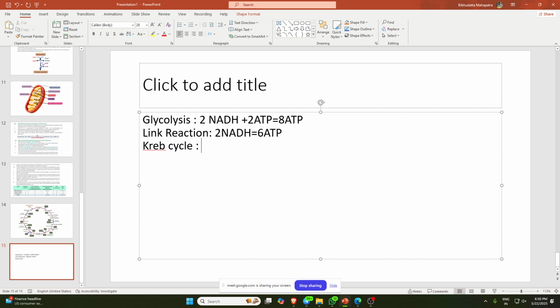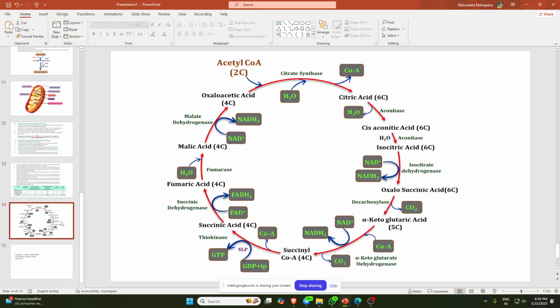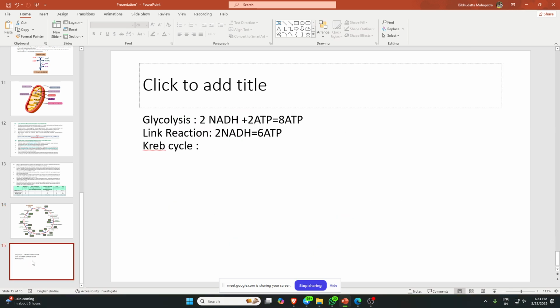The Krebs cycle: how many NADH are forming? 3 NADH over here. So 3 into 3 means here it is 9, and 1 here, ATP, that is 12. 2 times you have to go. Yes or no? 2 times, yes, sir.